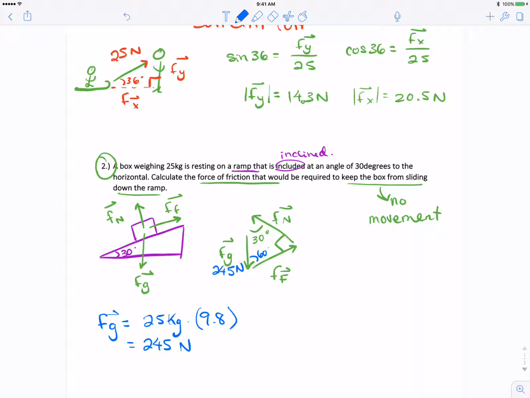Beautiful. And I know that, again, my F of F is perpendicular to F of N. How can I solve for F of F? Using my new diagram, with the 90 degree angle, I want to know this one. I know the hypotenuse. I want to know the adjacent, so I'm going to use cosine. So for my problem, we say the cosine of 90 is opposite over hypotenuse.